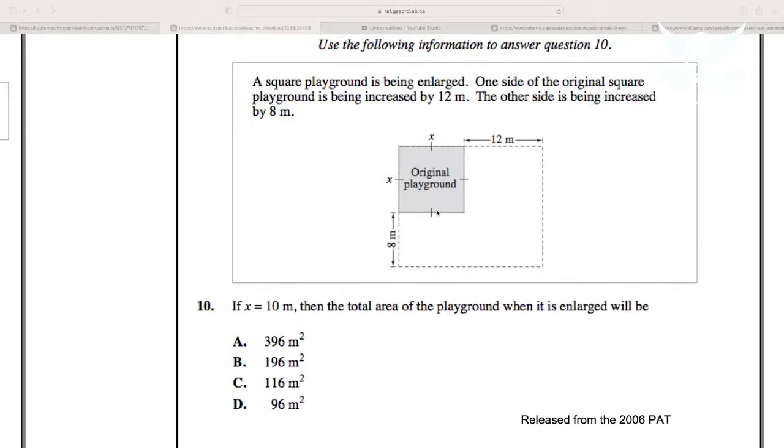Next question. You guys read the question while I'm cleaning the board. Okay.